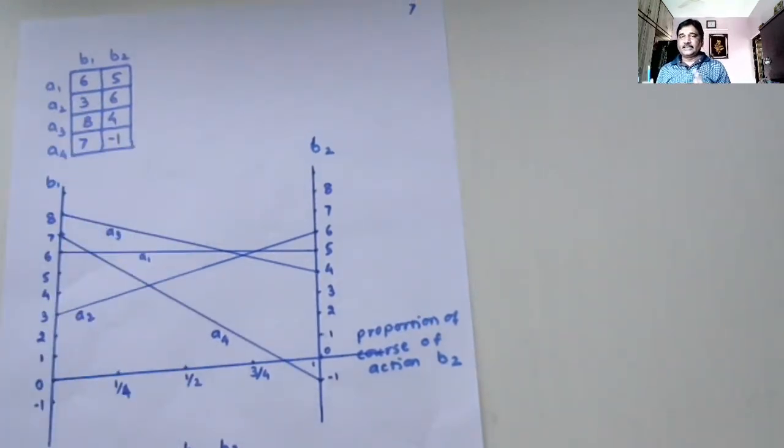So this is the first skeleton formation for representing the data on this graph. That skeleton needs two vertical axes and one horizontal axis. These two axes will be for the player who has two courses of action available.